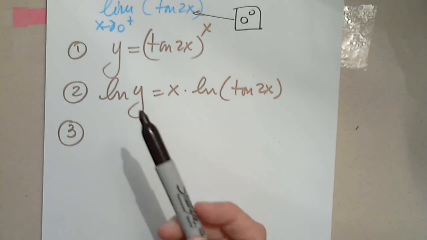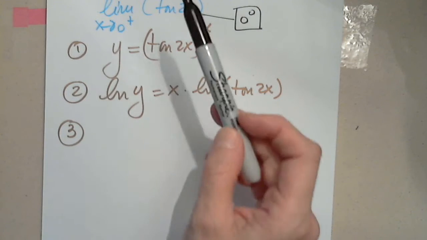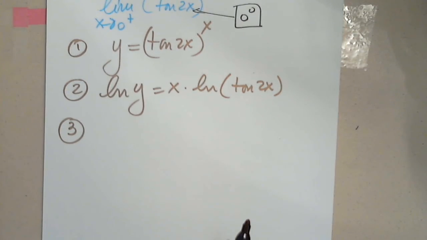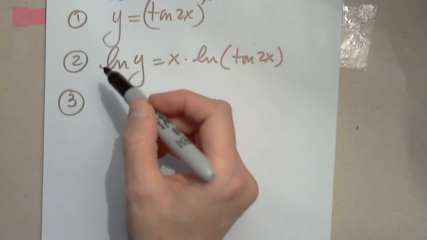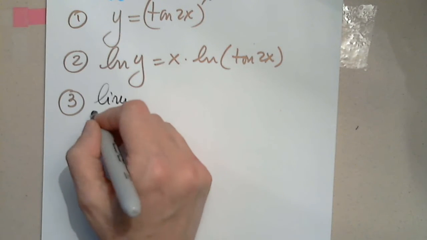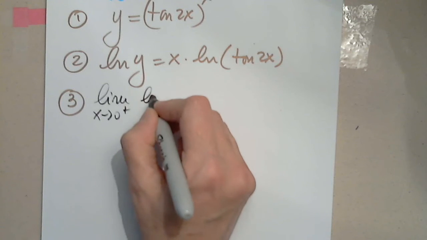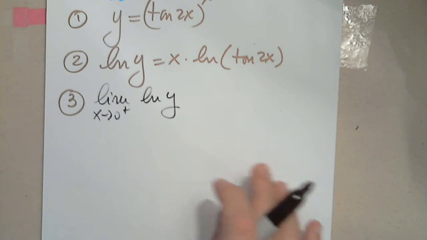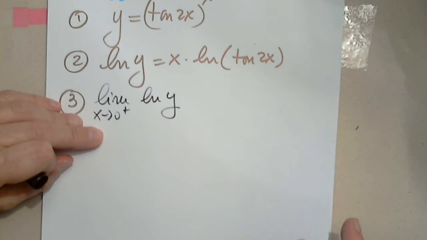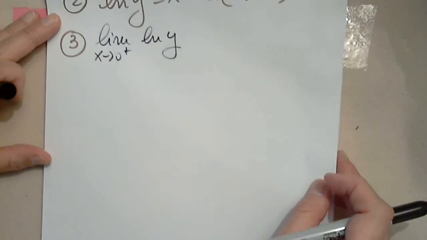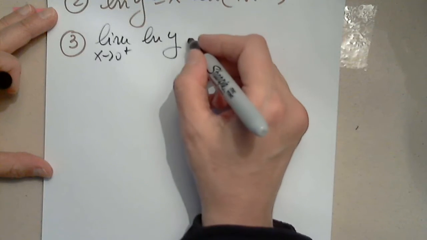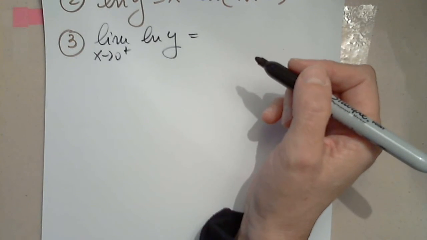So the next step, I have to denote the function by y, I have to apply natural log, and now I apply limit to both sides. Limit of natural log y, although you will say, wait a minute, this is not what you're asked to determine. You're not asked to determine the limit of natural log. I know. Just keep watching, and you'll see in a moment what's going to happen.